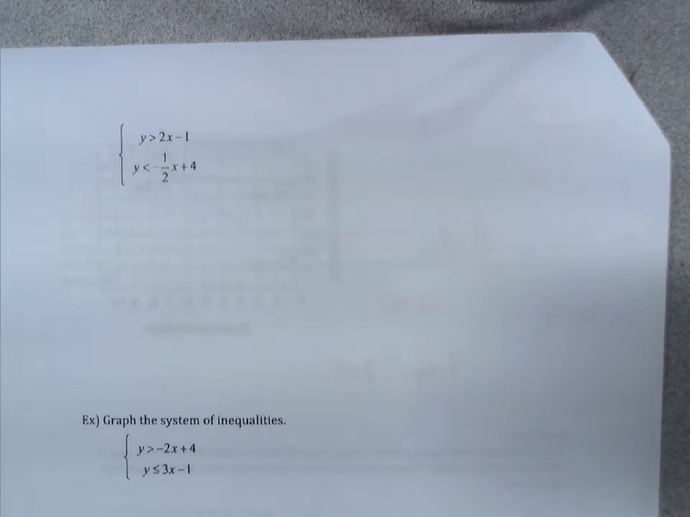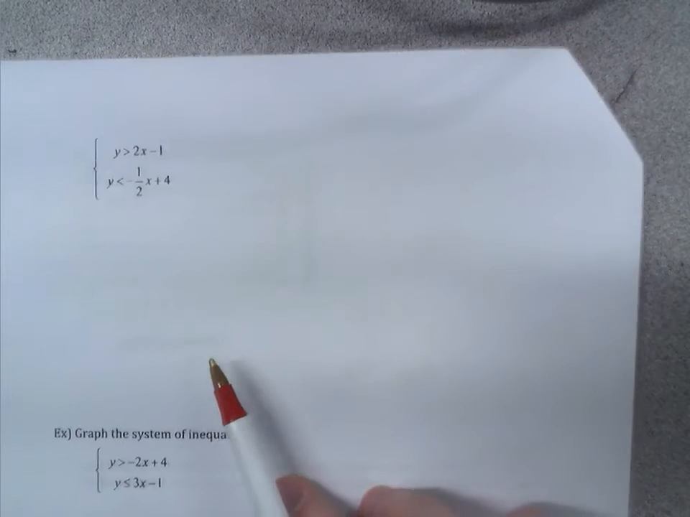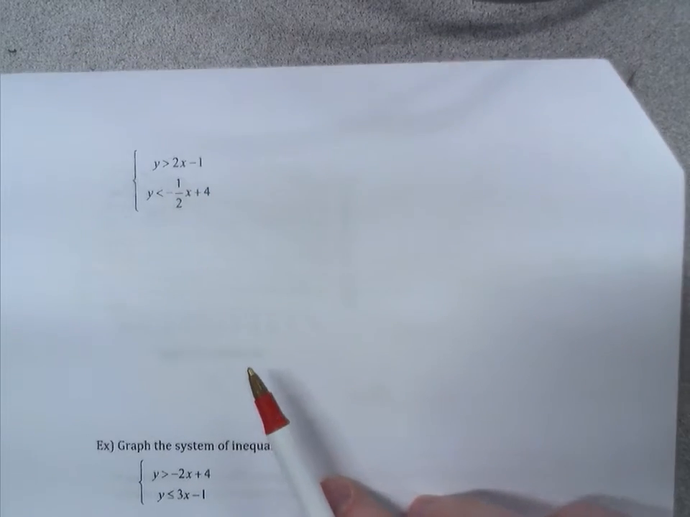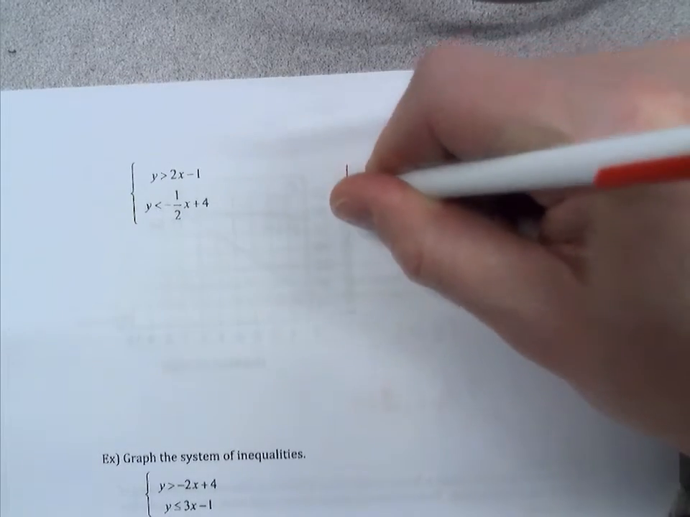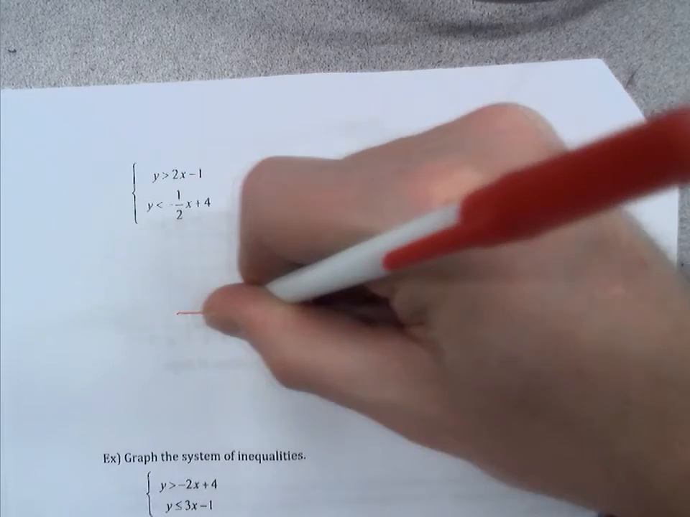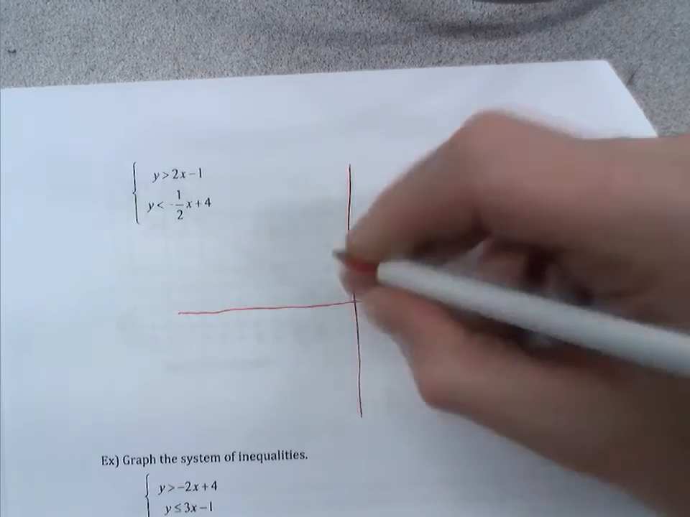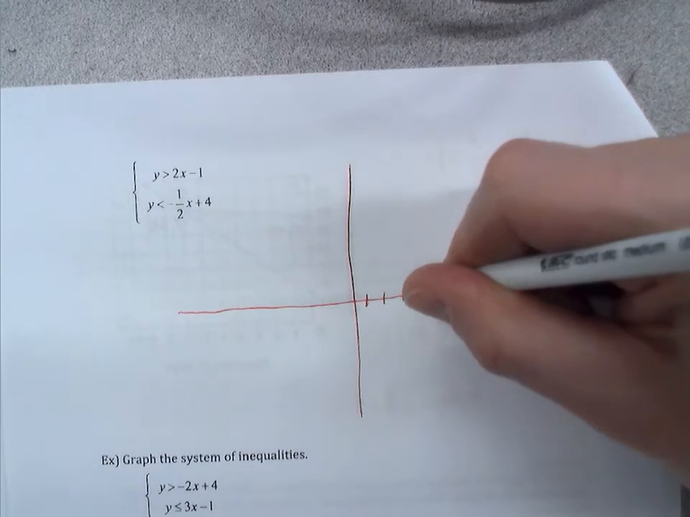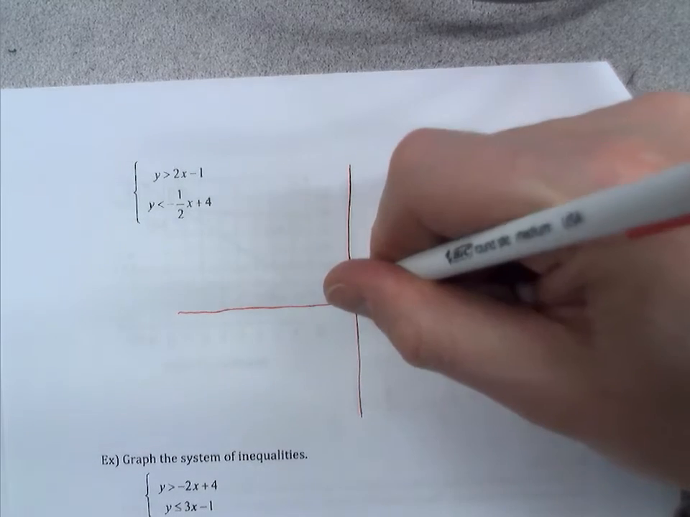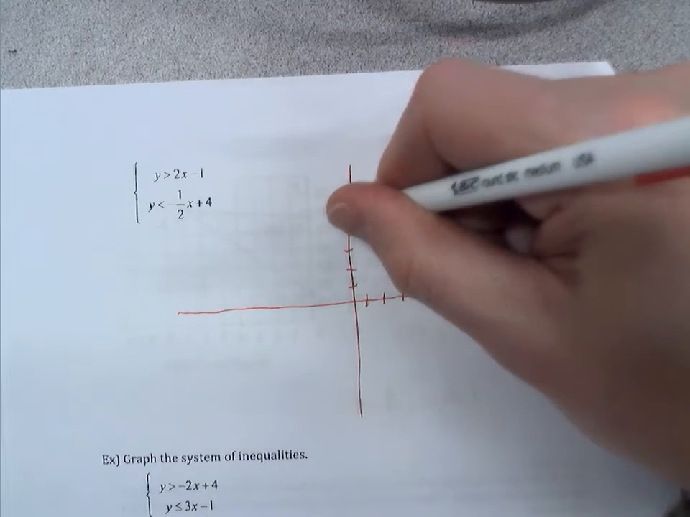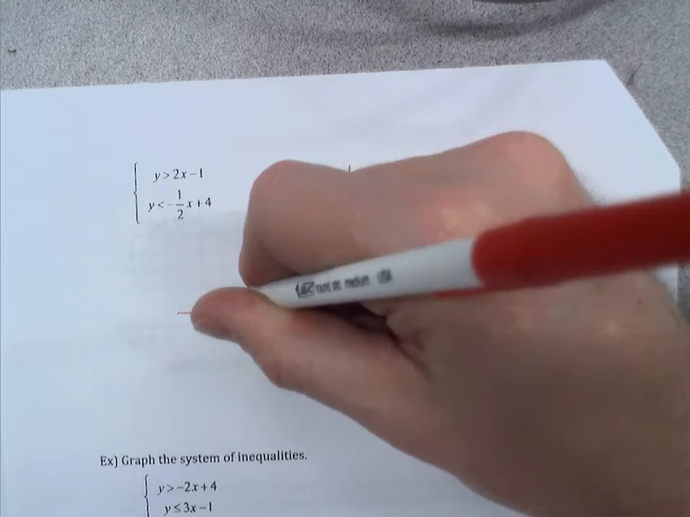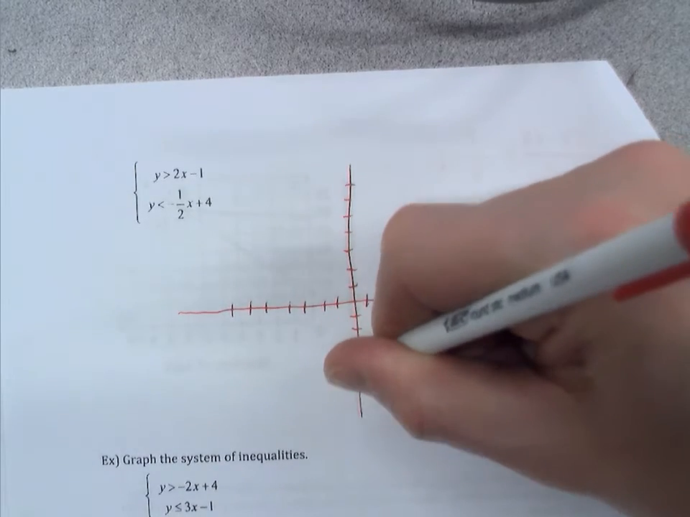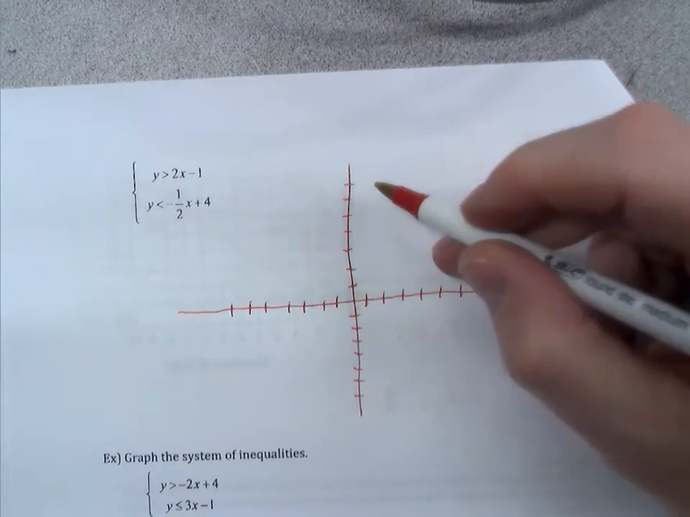All right, this is part 3 of lesson 5.4. So now we are going to graph some systems of inequalities and see how those would be represented, how they would look. So what I'm going to do here is draw a simple coordinate system. All right, and now I can look at these two.